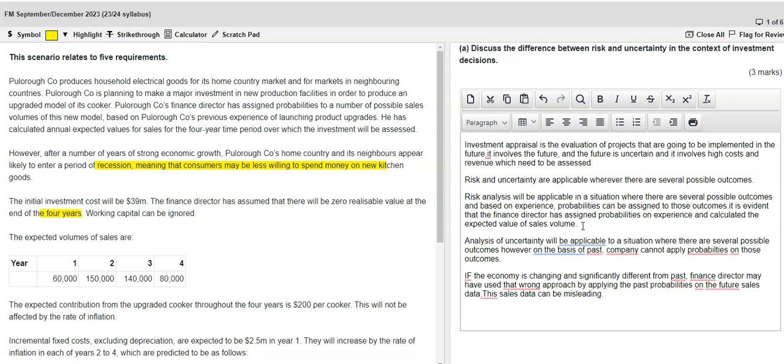Okay. First of all, you will explain that investment appraisal relates to the future. It's the analysis of the future cash flows, and future cash flows are uncertain and risky. Then you will explain that risk is a situation applicable to the situation where there are several possible outcomes, and on the basis of past, you can apply the probabilities on those outcomes. Uncertainty is applicable on a situation where there are several possible outcomes, but you cannot apply probabilities on those outcomes. Then you will explain that some methods cover the sensitivity, some methods cover the uncertainty, some methods cover the risk. However, if you are applying data on the future based on past, that may be misleading if the future is different from the past.